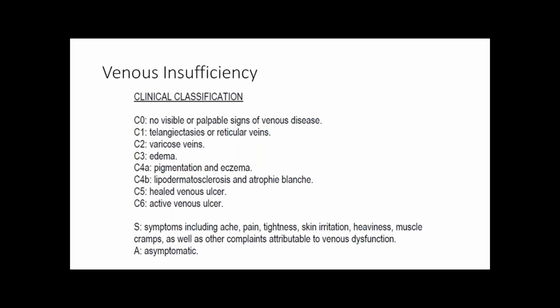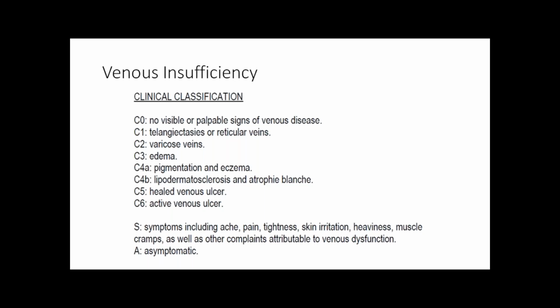So let us have a look at the clinical classification. C0 is no visible or palpable signs of venous disease. C1 is telangiectasia or reticular veins, that is veins less than 3 mm in diameter. C2 is varicose veins, that is 3 mm or more in diameter. C3 is edema. C4a is pigmentation and eczema, that is gravitational dermatitis around the ankle area. C4b is lipodermatosclerosis and atrophie blanche.